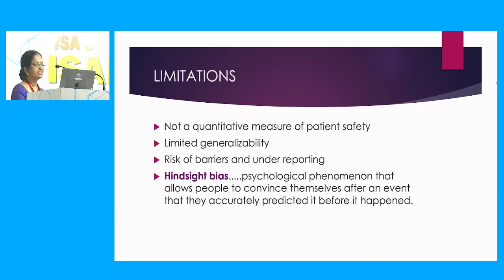Then limitations. We know it is not a quantitative measure. It has limited generalizability. There is no denominator for the measurement, so you cannot calculate the rate and trends, or to which population you have to apply. There is risk of barriers, risk of underreporting, and some risk of hindsight bias. It's a psychological phenomenon. Here, after the incident has happened, we ourselves will try to convince others that we had already accurately predicted the event.